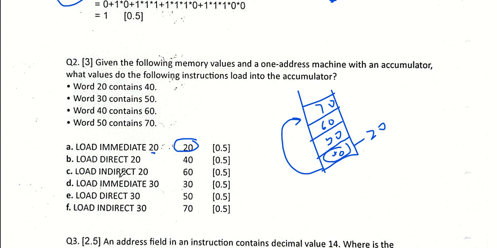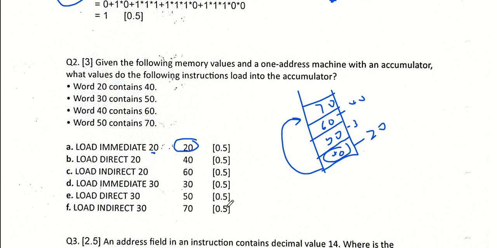Let me explain. Load indirect 20. So come and look at the place for 20. The value you find there contains the address of the operand, because it's indirect. So come and look at location. This is location 20, this is location 30, location 40, and the last one is 50.